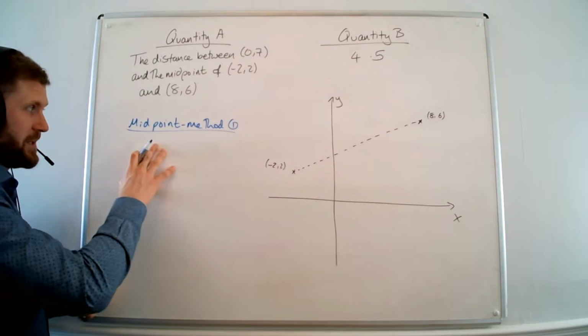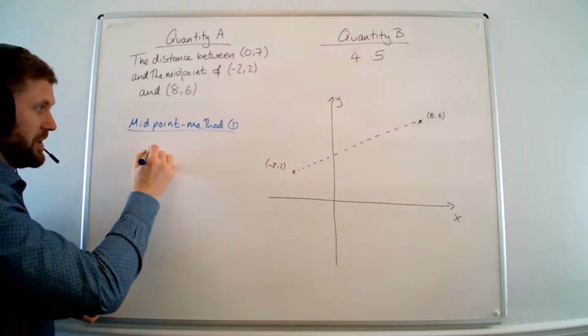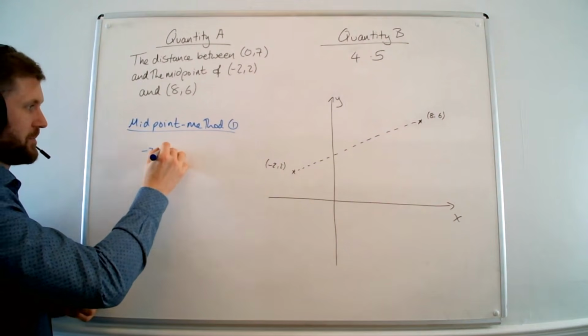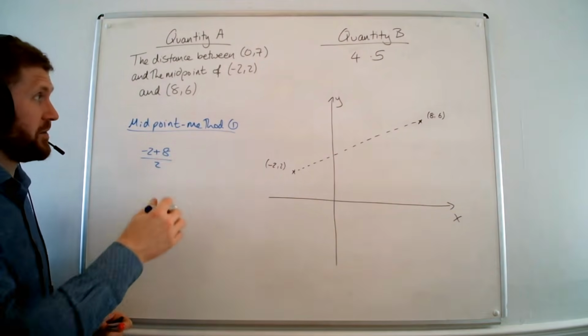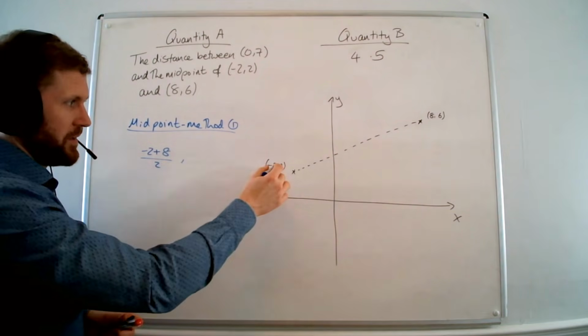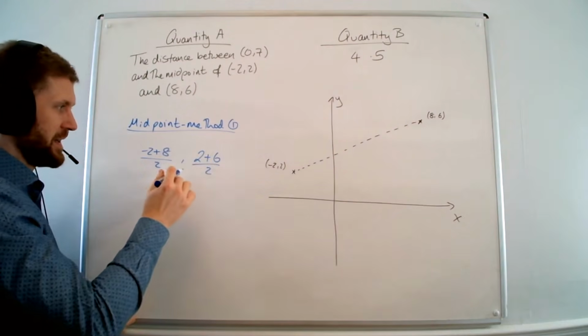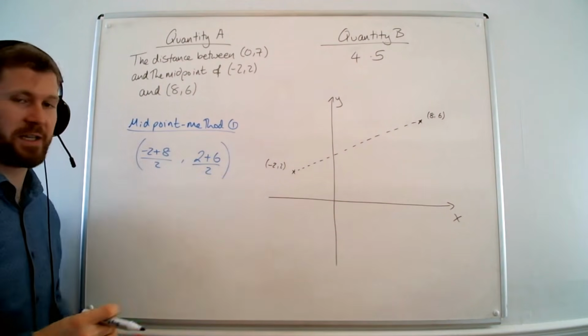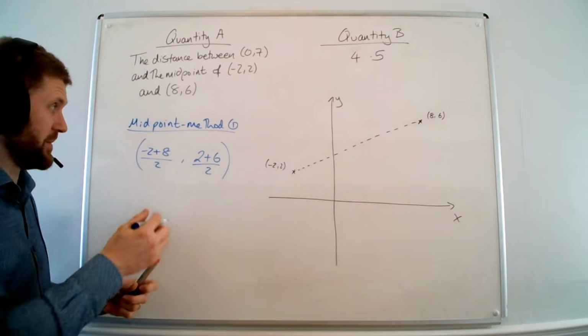So what I can say is the midpoint is going to be, for the x coordinates, I take -2 and I'm going to add 8. And to find the average, I'd divide that by 2. For the y coordinates, the y coordinate was 2 and 6, so 2 plus 6, and I divide that by 2. If I put these in a set of parentheses, if I just simplify this down, this is going to give us the coordinates of the midpoint.